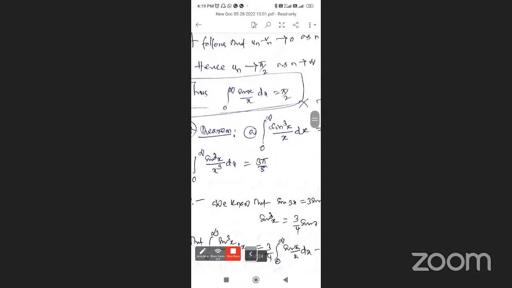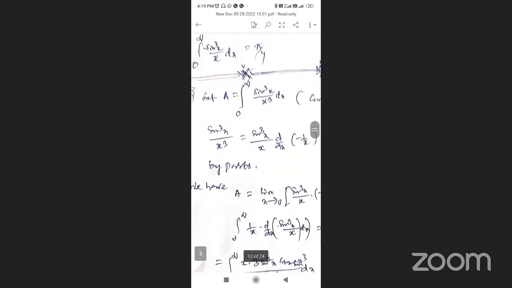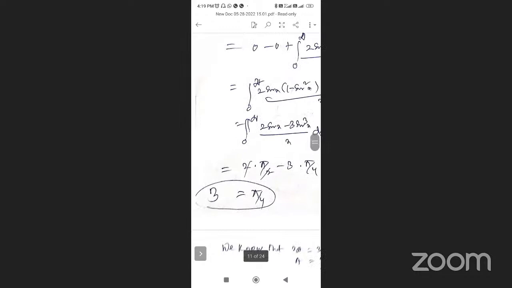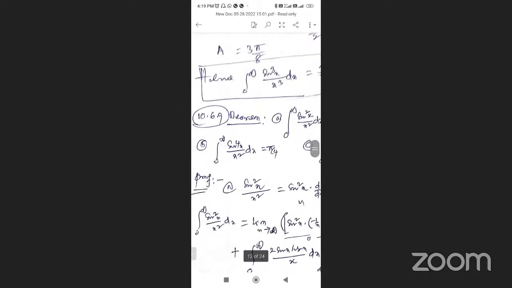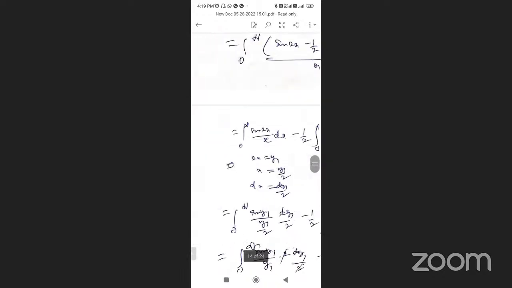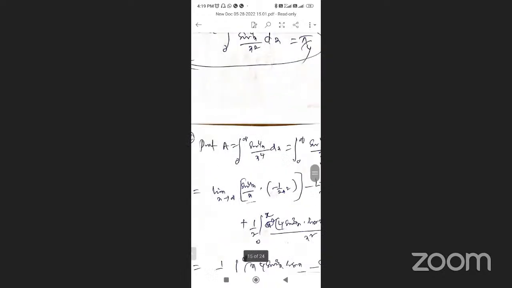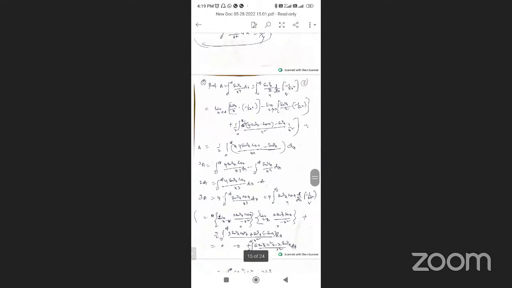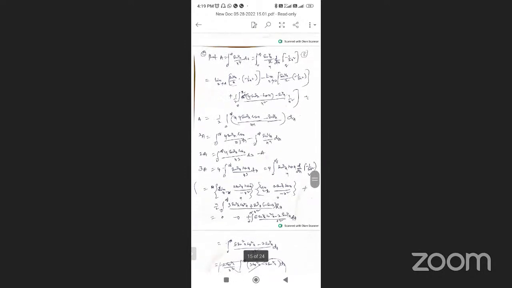What is the C part? This is the C part. So a is equal to the integral from 0 to infinity of sin to the power of 4x by x to the power of 4. This is the way.